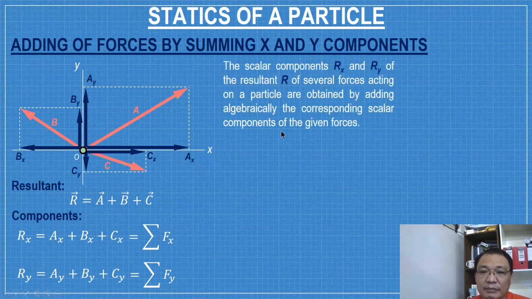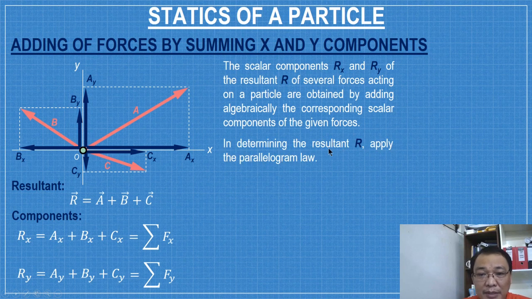Mas simple siya. Okay. Now, the scalar components Rx and Ry of the resultant R of several forces acting on a particle are obtained by adding algebraically. Meaning to say, consider ang sign algebraically. So, consider ang sign. If upward, positive. If downward, negative. If directed to the right, positive. Pag left, negative. Obtained by adding algebraically the corresponding scalar components of the given forces. And in determining the resultant R, apply the parallelogram law.